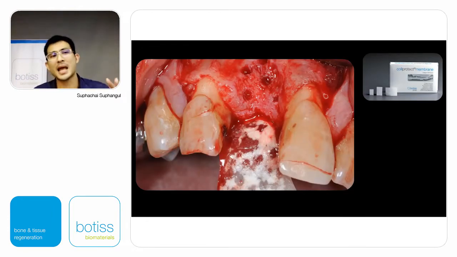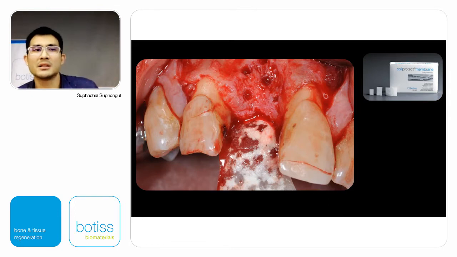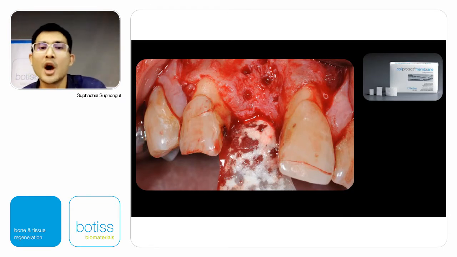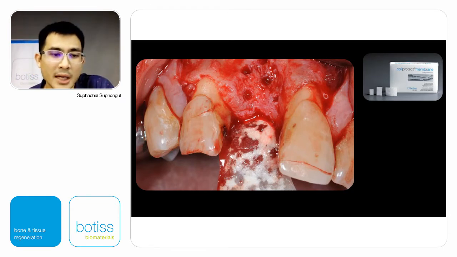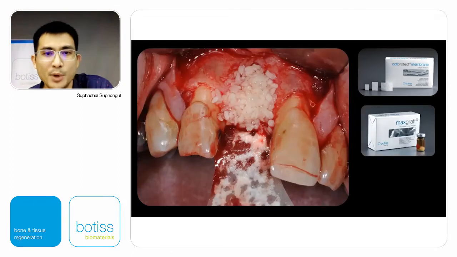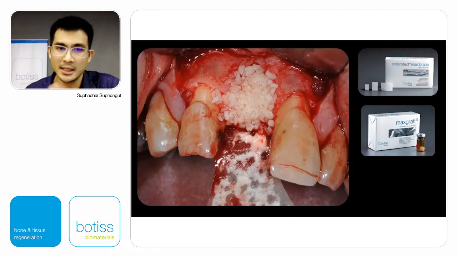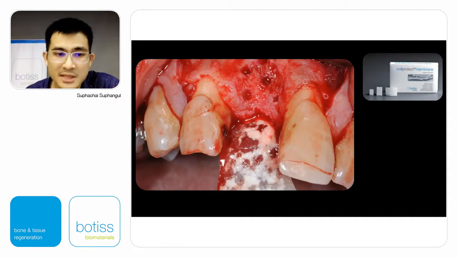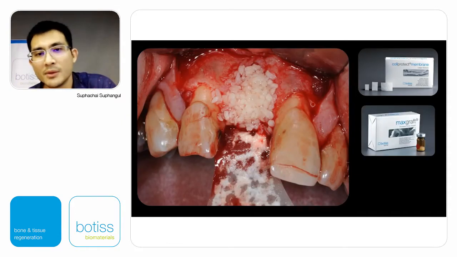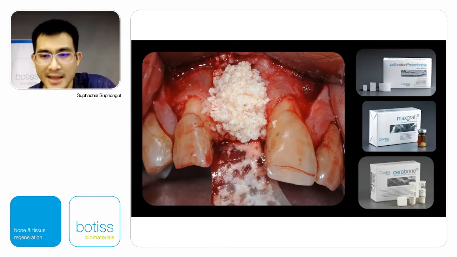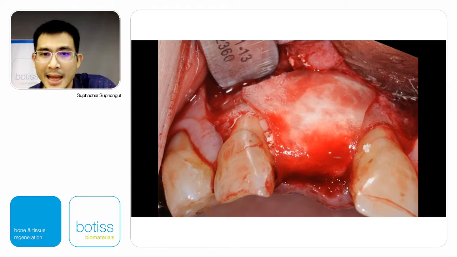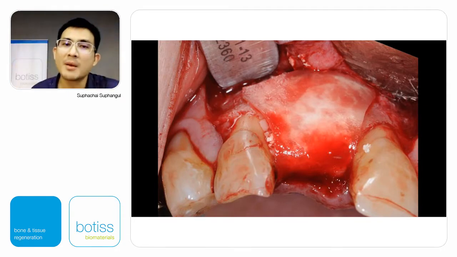In this case, as I mentioned before, the defect is not big, and the regeneration is very fast. That's why I use the Protect barrier membrane, and I use the graft in the first layer. Or I forgot to mention, I do the decortication first, then the graft with Cerabone on top, and I cover the membrane on top of the bone graft.